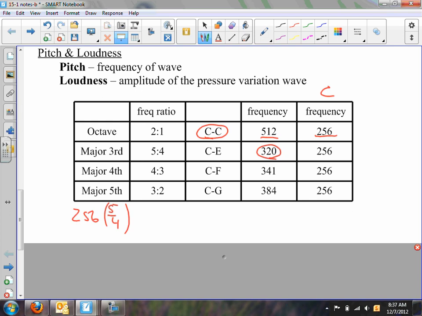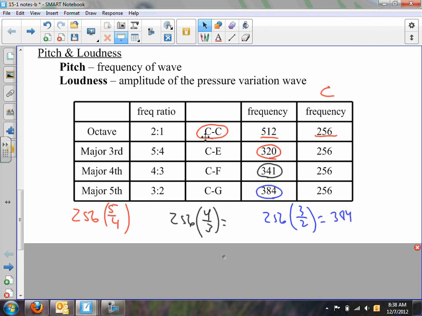A major fourth. If you have a middle C, which is 256, and you take that times 4/3, you end up getting 341 for your frequency. And a major fifth, if you take again the middle C and take that times 3/2, you get 384. So the frequency ratio, 384 to 256, will be 3 to 2. And that's going from a C to a G, 5 steps up.